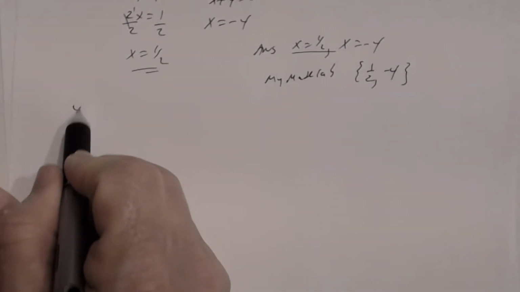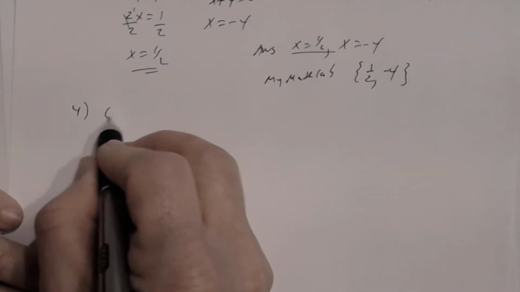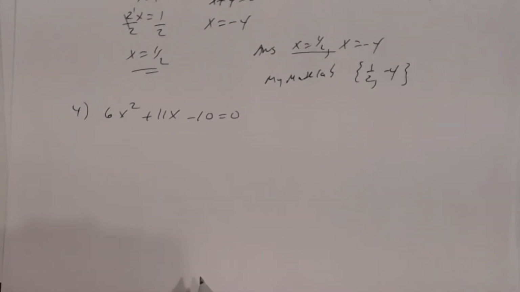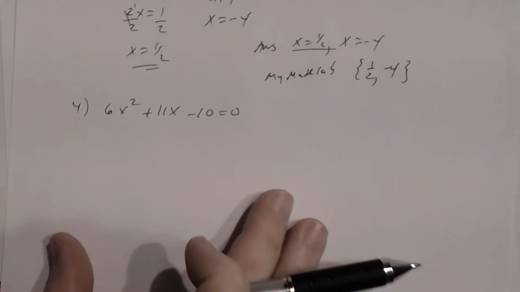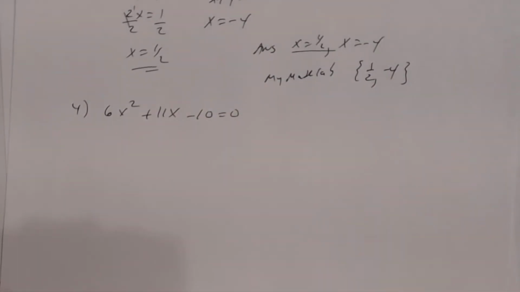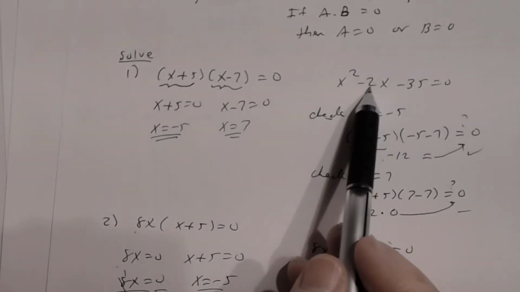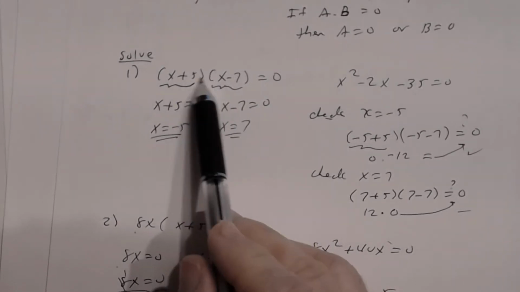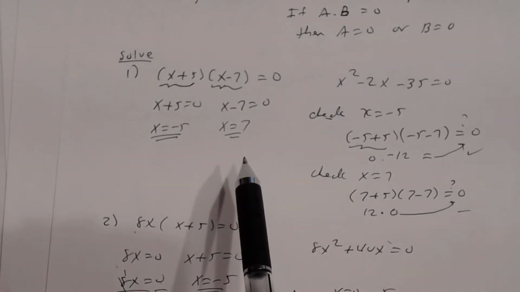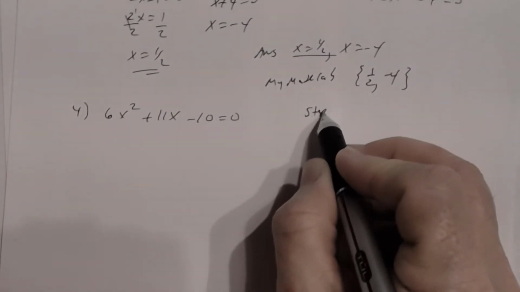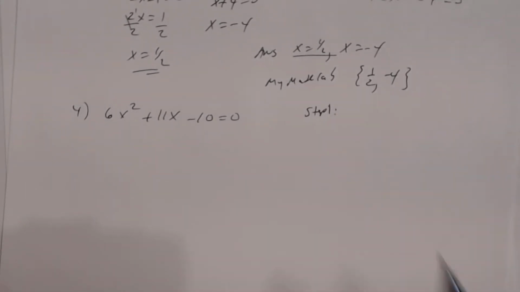Okay. Number 4, we have 6x squared plus 11x minus 10 equals 0. Okay, so now we're getting to a point where our original problem is not factored. Think of these steps we went through. So in all of these, we talked about the fact that this quadratic equation was already factored. Once it's factored, you use the zero factor property.